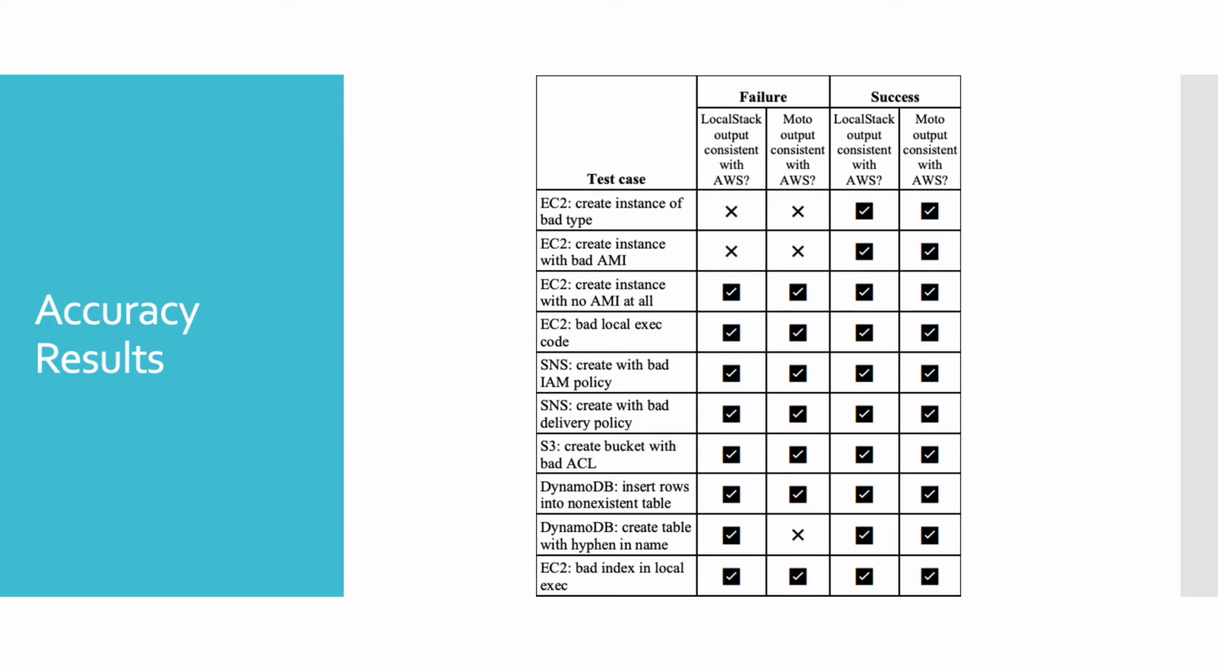These results match our expected behavior because every test that threw an error locally also threw an error on AWS. Further, most tests that passed locally also passed on AWS, with the exceptions being EC2 create instance of bad type and EC2 create instance with bad AMI on LocalStack and Moto, and DynamoDB create table with hyphen in name on Moto.